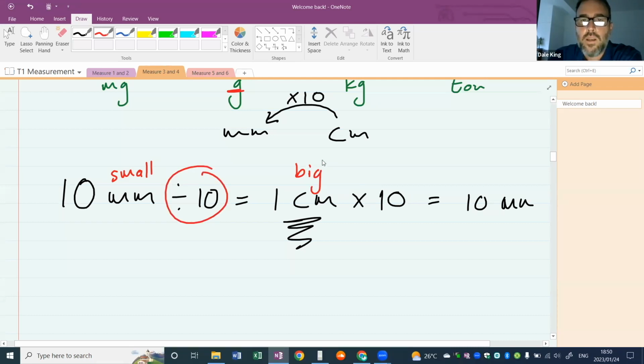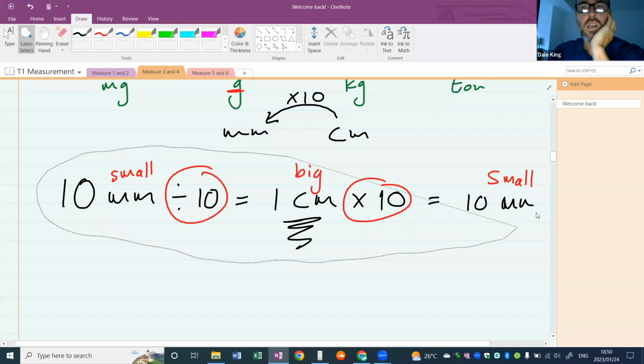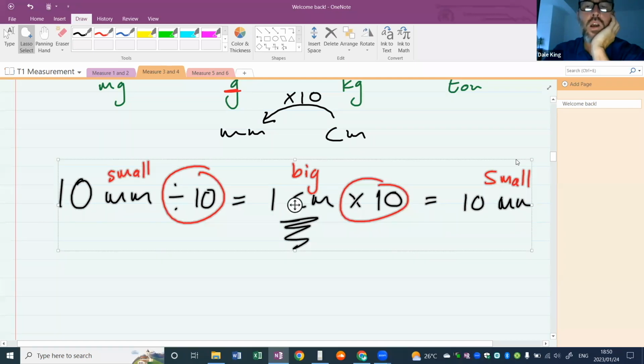And from a big one to a small one, I had to times. I know it's confusing because I'm saying go down to a small one, but times by 10. That's because there are many small pieces in one big piece. There are many centimeters in 1 meter. So if I want to go from meters down to centimeters, I have to cut that meter up into lots of pieces. Therefore, the number will become bigger.